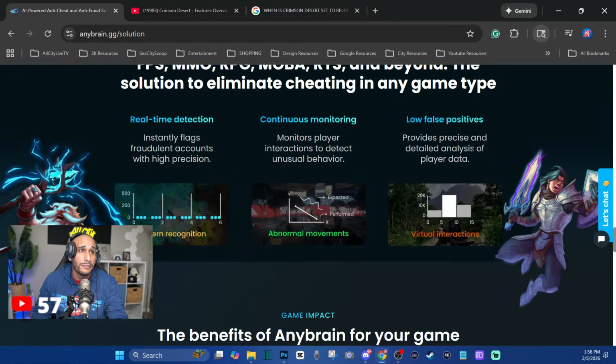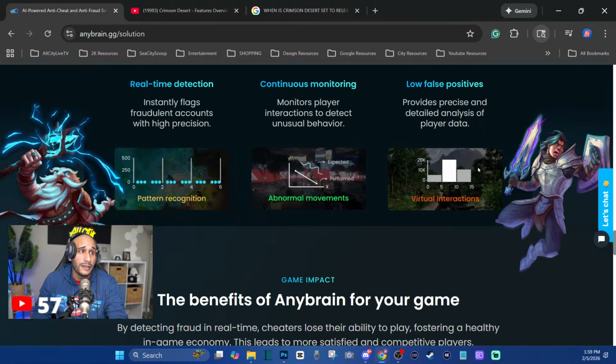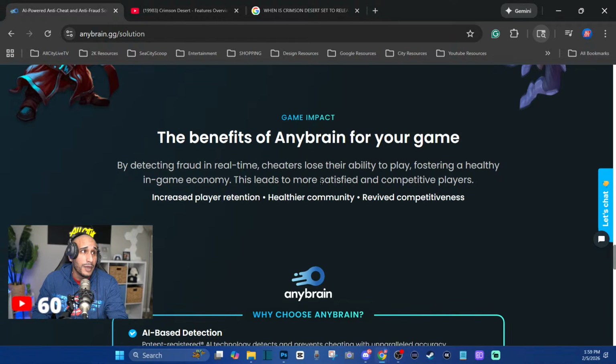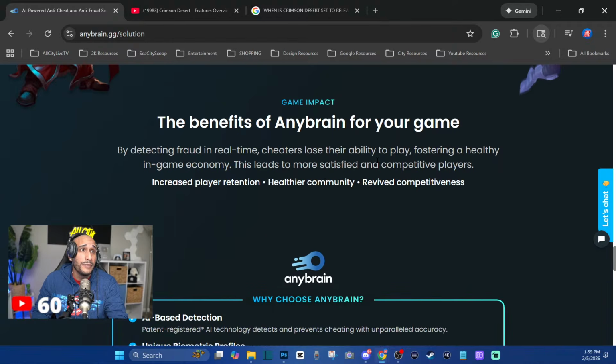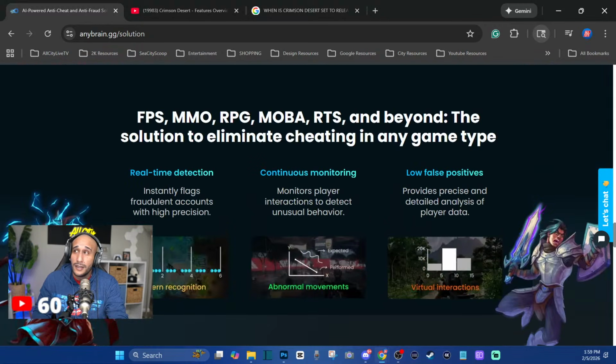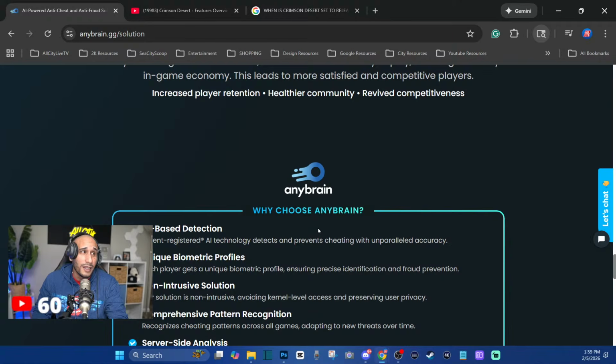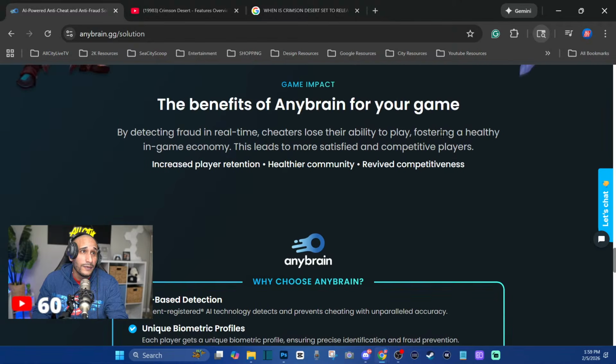Low false positives provides precise and detailed analysis of player data through virtual interactions. The benefits of Anybrain for your game: by detecting fraud in real time, cheaters lose their ability to play because they'll be profiled. A cheater, that fingerprint will come through every time they log on from all this data I was showing you guys just a second ago, with abnormal movements that wouldn't be human like. So you'll be banned even if you attempt to log on to a new account, fostering a healthy in-game economy. This leads to more satisfied and competitive players.